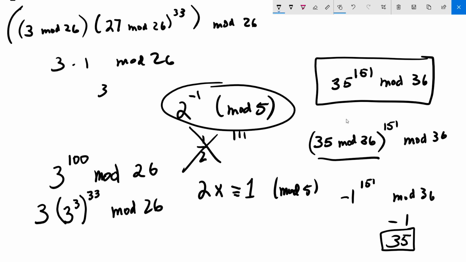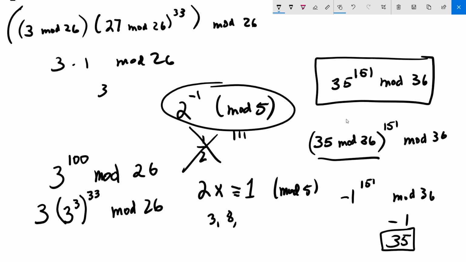Can you think of any other answers? Would 8 work? 8 times 2 is 16. Mod 5, that's 1. So we've got 3, we've got 8. What else would work?